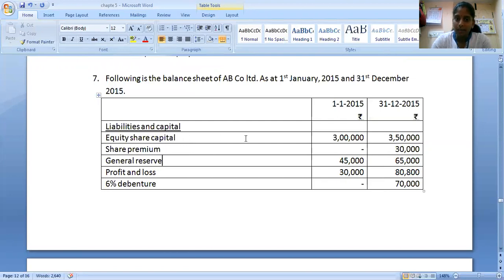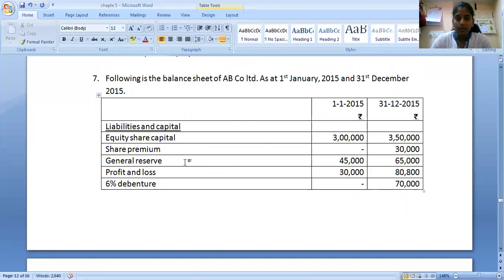So equity share capital comes under the financing activity. Share premium, any kind of premium relating to share capital, is also a financing activity only. Make sure that the share premium has increased. Obviously, the premium value has increased only. Here it is nil and 30,000. So it is increased, and share premium also appears in the financing activity. Clear?